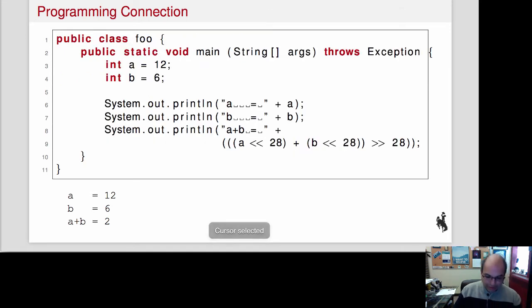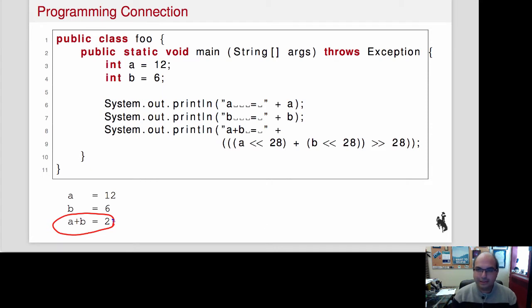Again, let's try Java, exact same system. Java doesn't have a kind of inline function, so I have to explicitly shift and then shift back. But you notice that I get the same answer. I also get 2. So in Java, as in C, I'm working with 32-bit numbers. I'm doing modular arithmetic, modulo 2 to the 32. And so, yeah, 12 plus 6 is actually 2, when I scale it down to 4 bits.